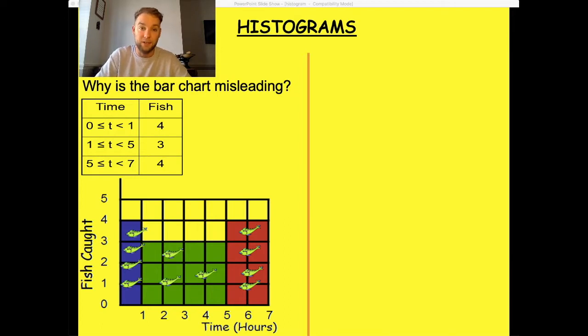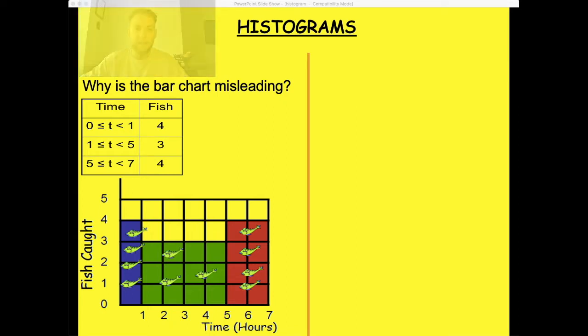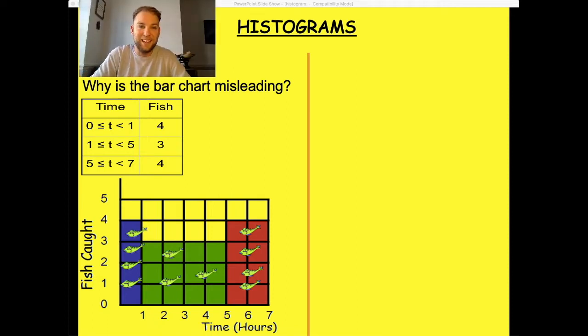Now, with histograms, you also sometimes have uneven bar widths, and this is a problem as well. Let's have a look at this one here then. Have a little look yourself. Why do you think that this bar chart is misleading? See if you can spot why it's misleading. Okay, so let's come back to it.